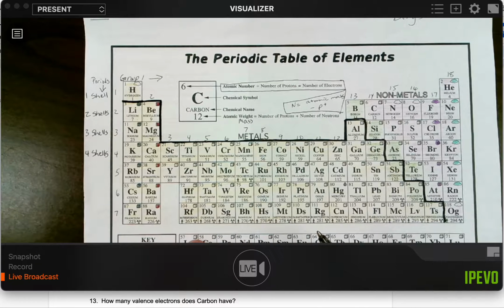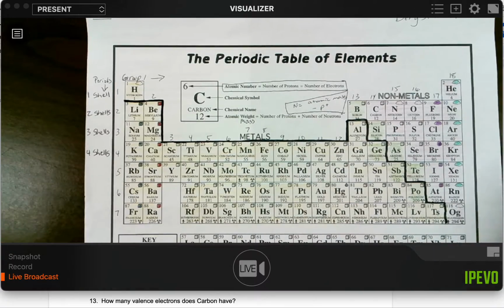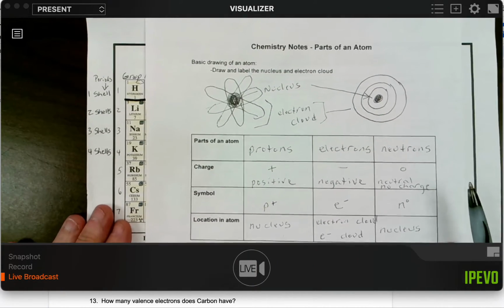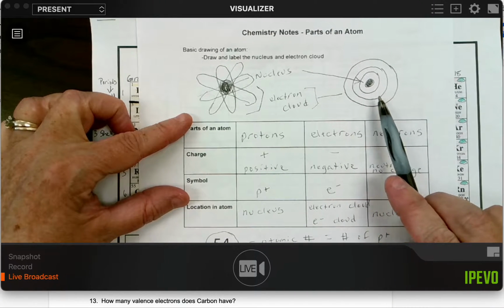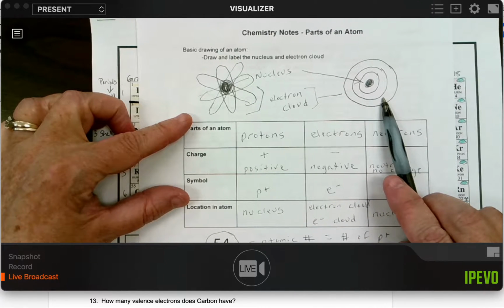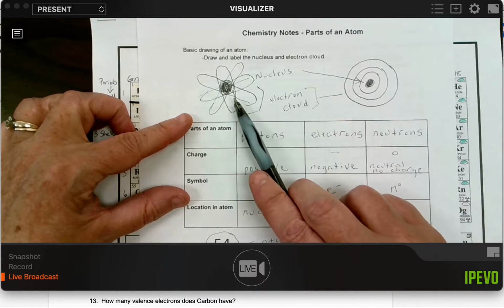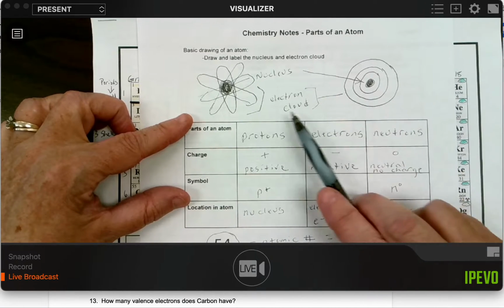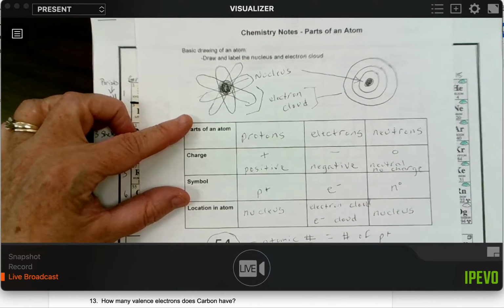Okay, so atomic structure. We took some notes on this in class, so you should already have this. So we did this drawing and we did this drawing. This drawing over here is the Bohr model. These both represent the same thing, really. We have a nucleus in the center, a nucleus in the center. The rings surrounding are the electron clouds.